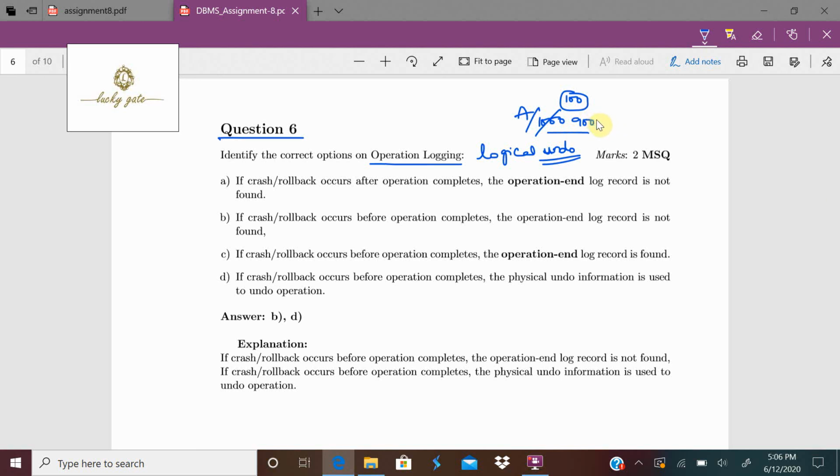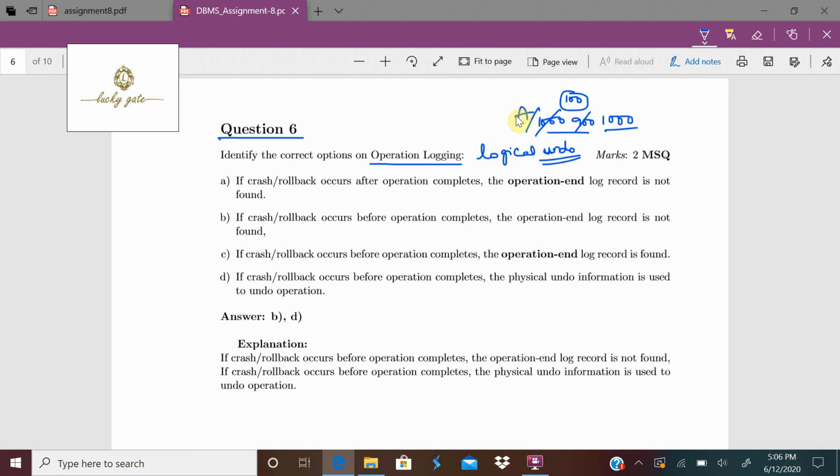Logical log records perform some compensating operation. Because 100 is debited from account A, for compensation that 100 is to be credited into A. So 100 added to the 900 makes the value of A 1000 again. So it is called a logical undo operation. And actually this is required for the early unlocking case.